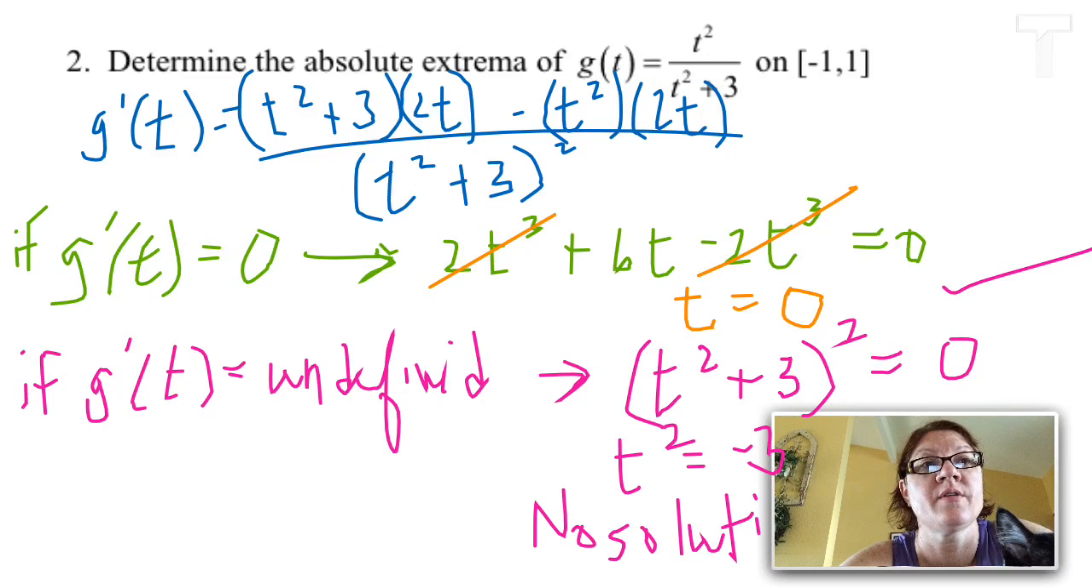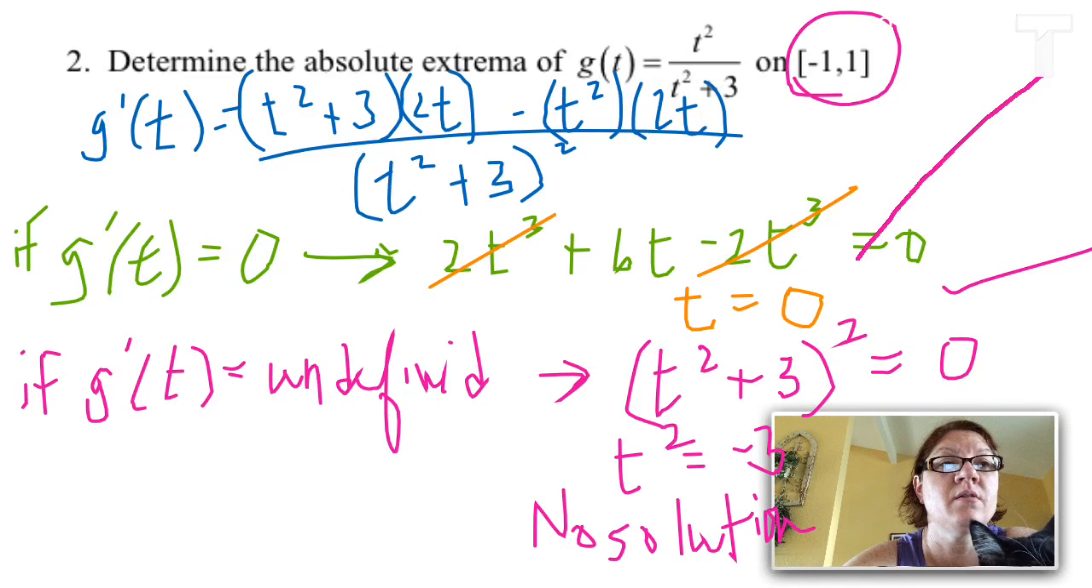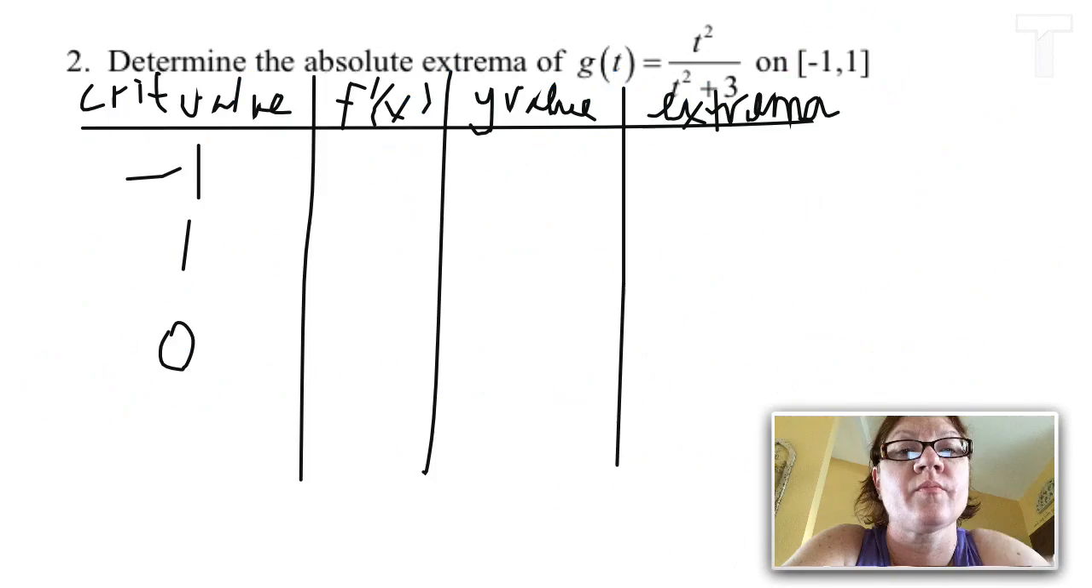So far out of this entire interval on -1 to 1, the only value that I had was t equals 0. So I'll test that one, and I'll test the endpoints. I need to make a table.